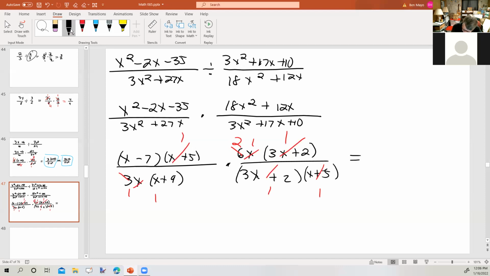Well, let's see, in the numerator, I've got x minus 7 and a 2. So 2 times x minus 7. And in the denominator, x plus 9. So let's see here. Any questions about that?